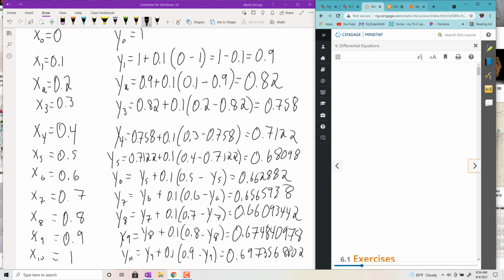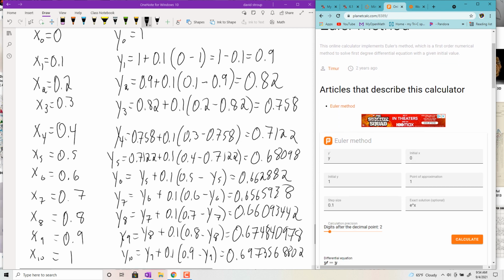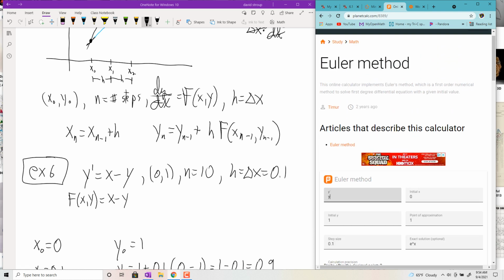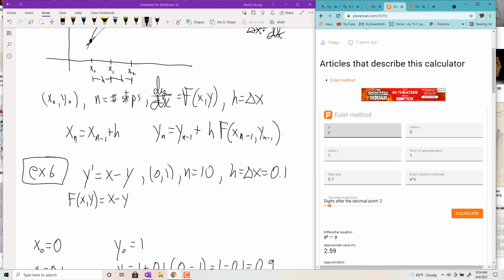Online, I would recommend doing this online in the future. You can go ahead and do this one on Planet Calc. Just Google Planet Calc online Euler Method calculator. This one works pretty good. So anyways, y prime is x minus y. The initial x is 0, the initial y is 1.